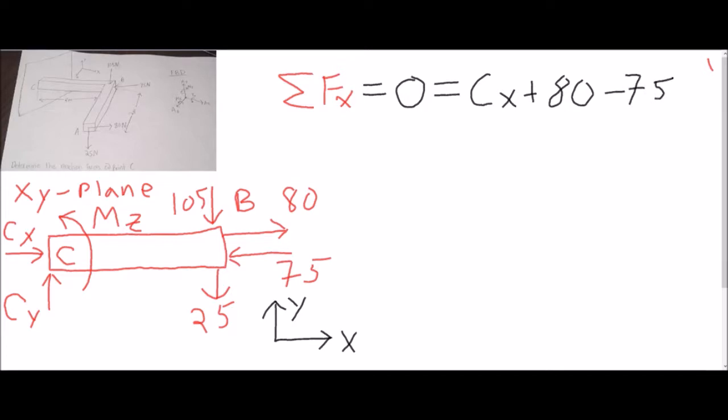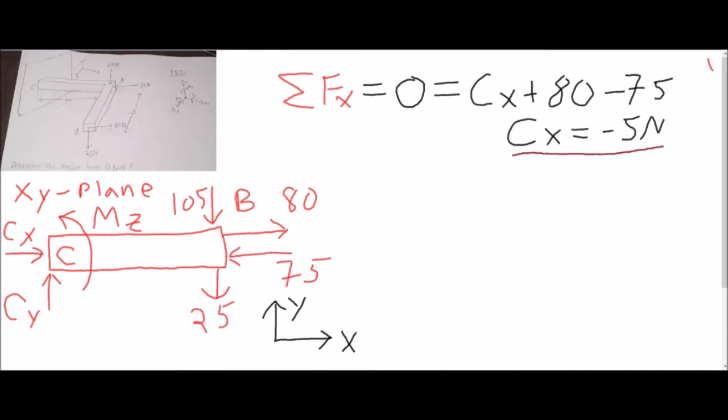So if we solve for Cx, which is the reaction force at C in the x direction, as you can see, we are going to get -5 newtons. Okay?